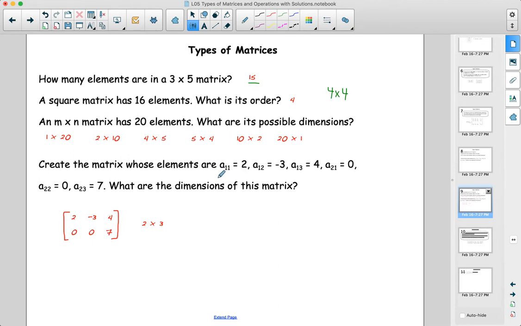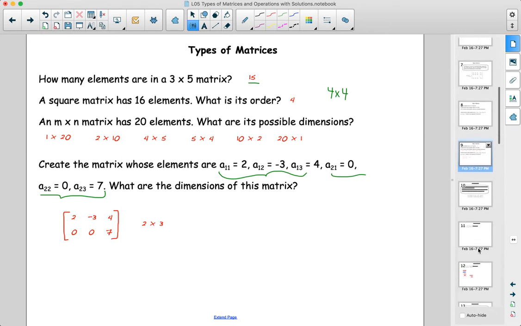Here is a particular matrix where I have given you the elements, asked you to create it. Notice all of these elements will be in the first row, and then these elements here will be in the second row. So 2, -3, 4, 0, 0, 7. My matrix has 2 rows and 3 columns, so it is a 2 by 3 matrix.